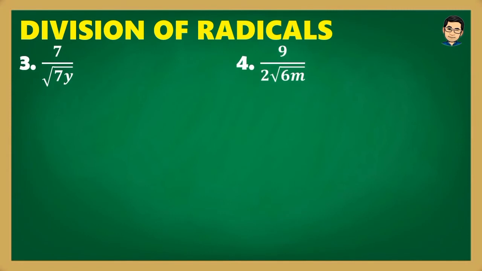Next example. So 7 over square root of 7y. So yung denominator natin dito, so is an algebraic expression. So combination siya ng constant tsaka variable. So ganun pa rin naman. Multiply natin yung square root of 7y to both numerator and denominator.